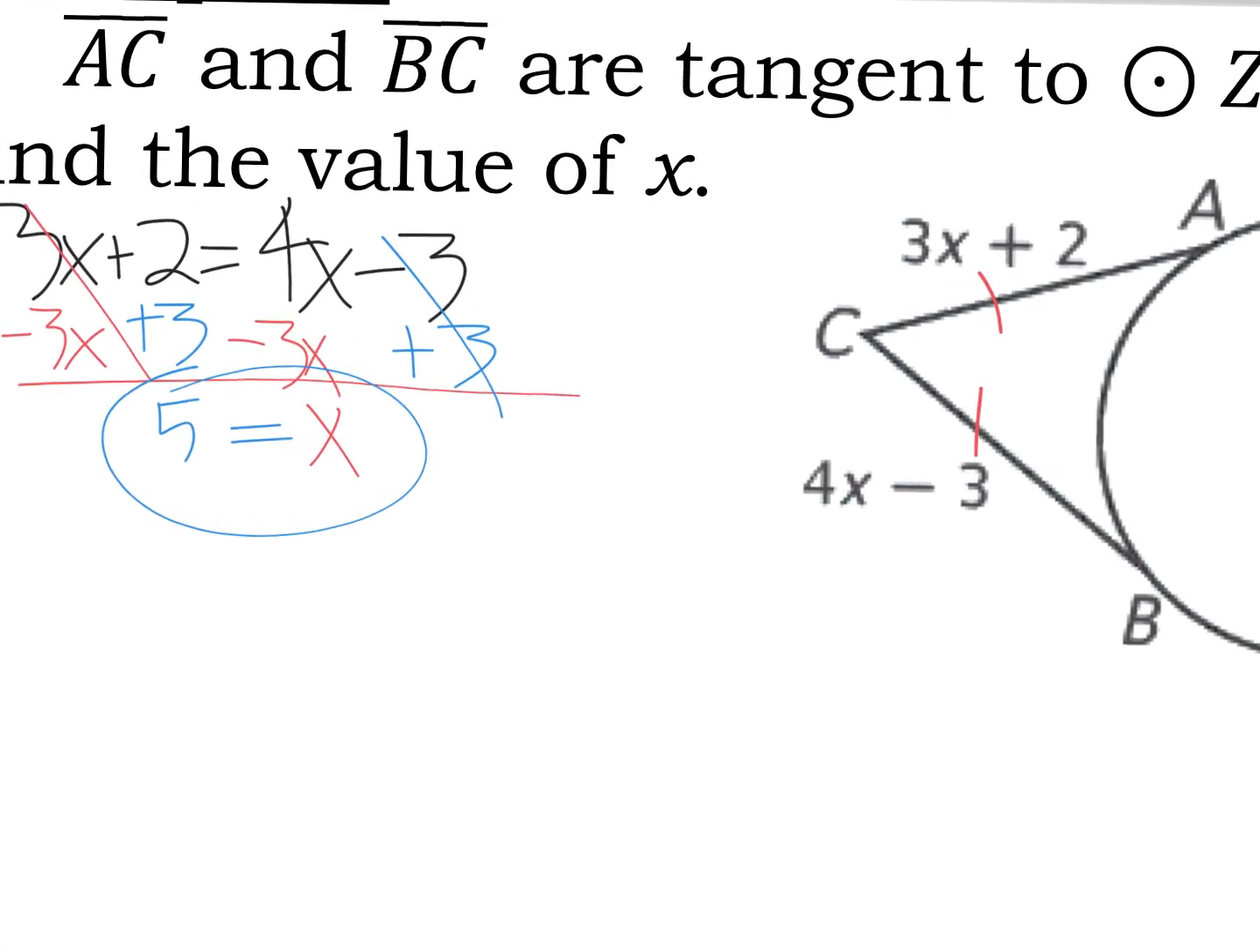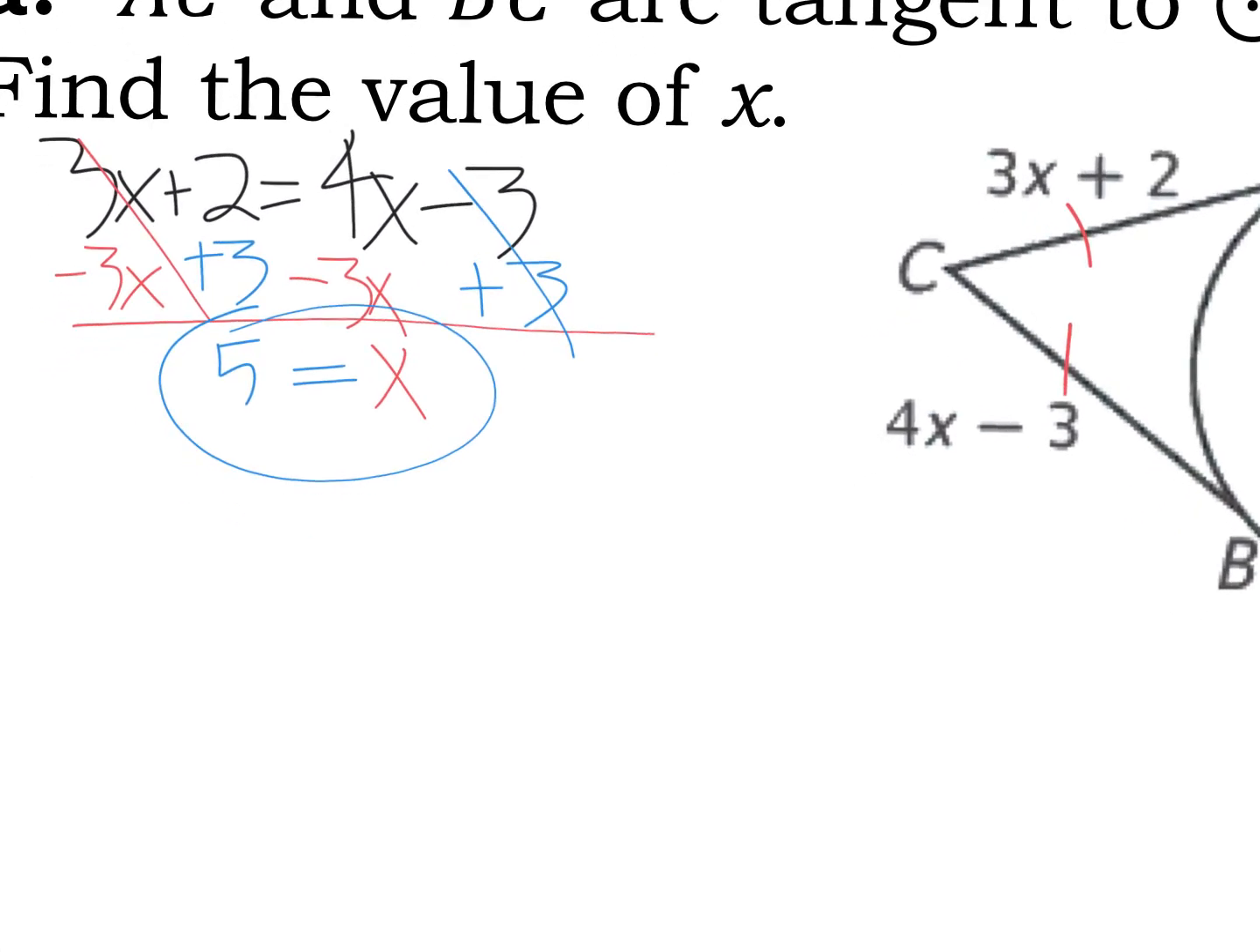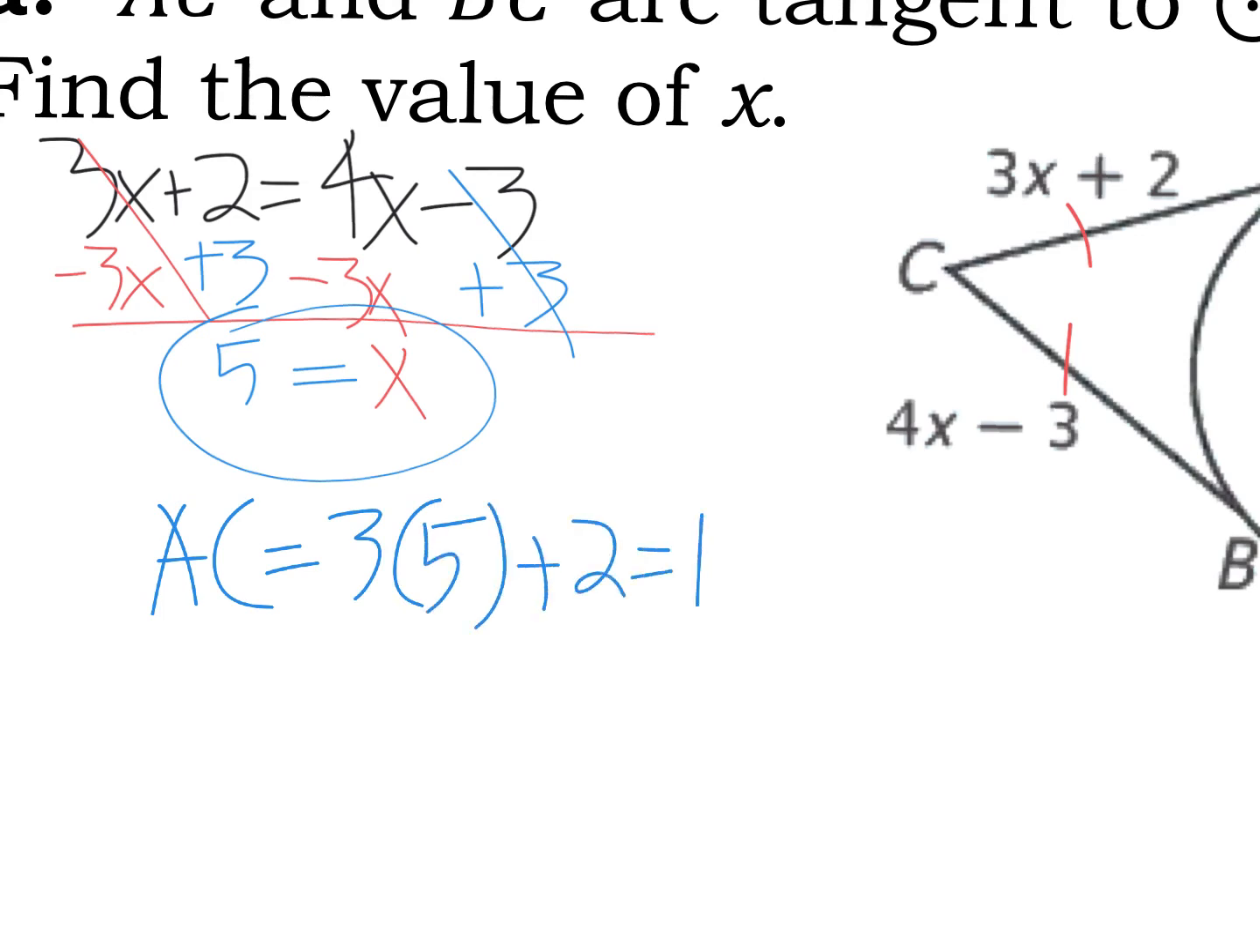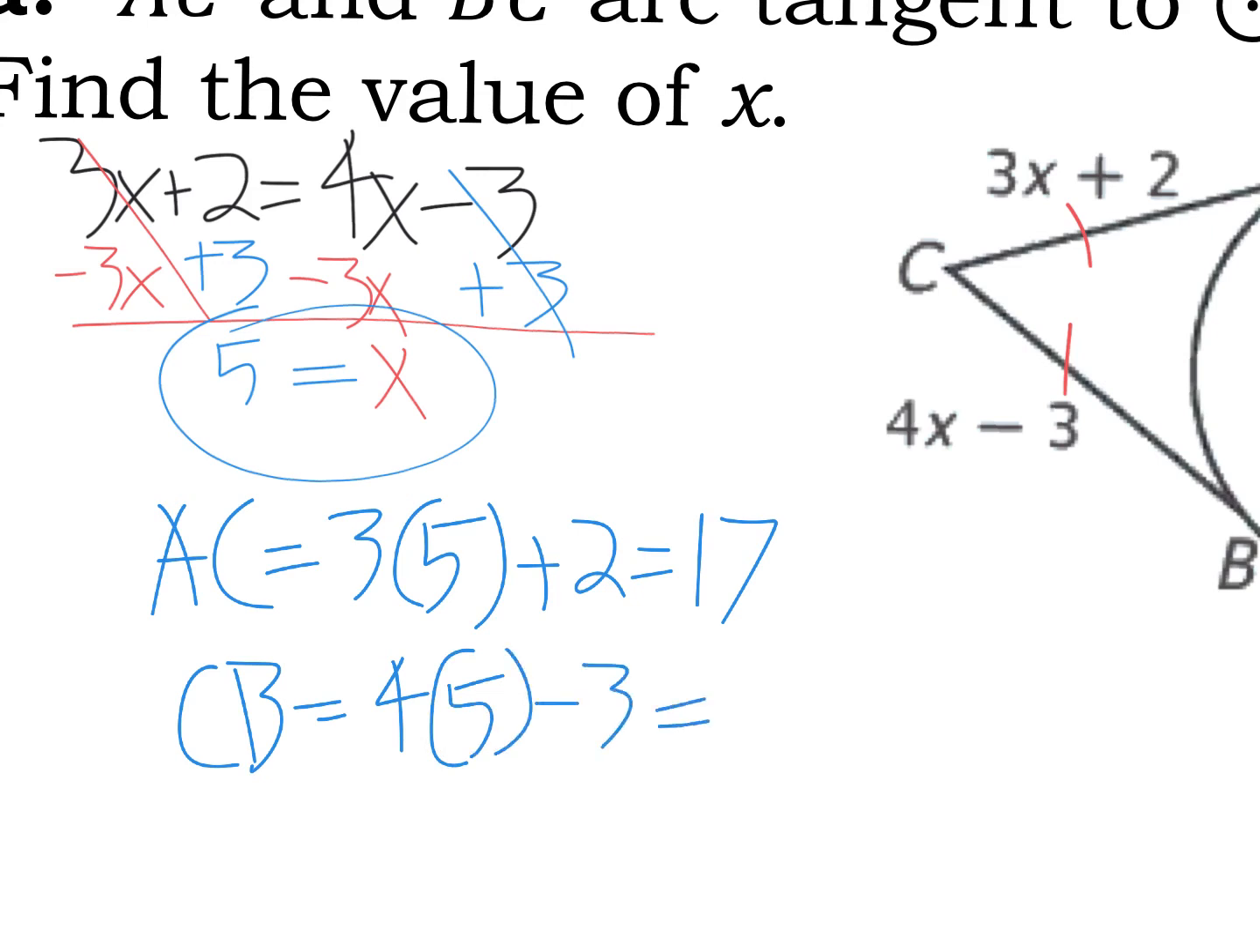So I just need to figure out AC and CB. They should equal the same exact thing since we set them equal to each other when we solved. So AC is going to be 3 times 5, that's 15, plus 2 is 17. And then CB should equal the same exact thing. So 4 times 5 is 20. 20 minus 3 is 17. So we know we did it right.